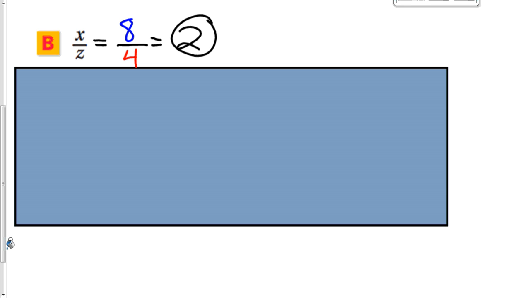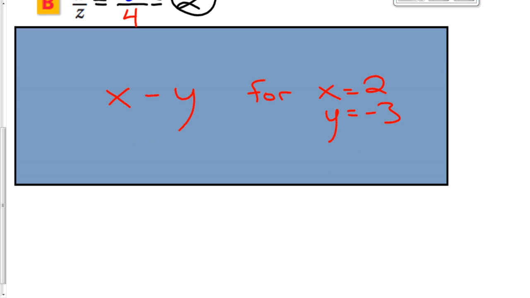Let's say they give us x minus y for x equals 2, y equals negative 3. This can trip people up sometimes because we have to put in a negative for something that's being subtracted. So x is 2, so this will be 2 minus negative 3. And we end up going up to 5. So we add the opposite and we get a positive 5.